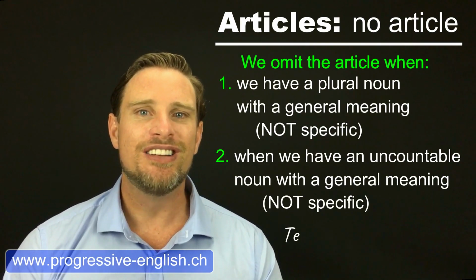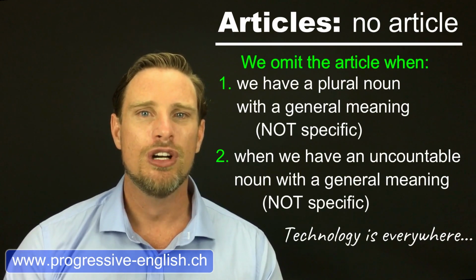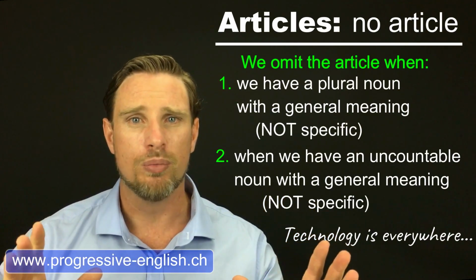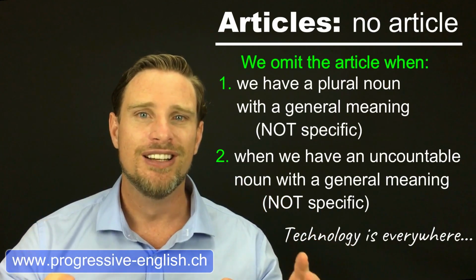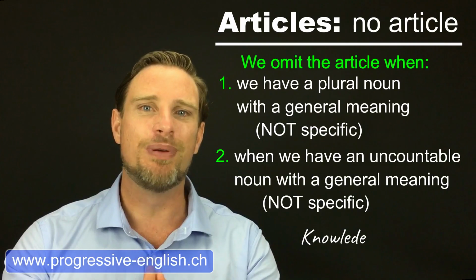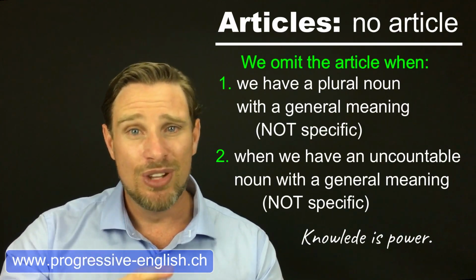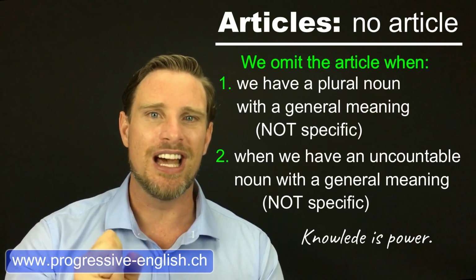For example, technology is everywhere these days. This time we omit the article because technology is uncountable and we are talking in general. Not a specific technology, but all technology. Technology in general. Another example, knowledge is power. Knowledge is uncountable. We are talking about knowledge in general, not someone's specific knowledge, so we omit the article.